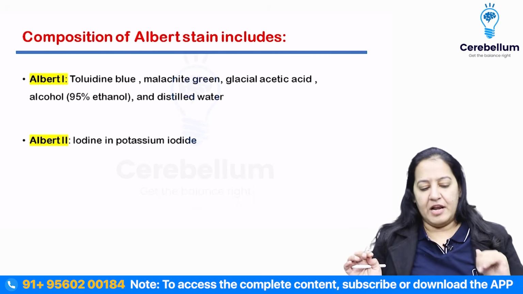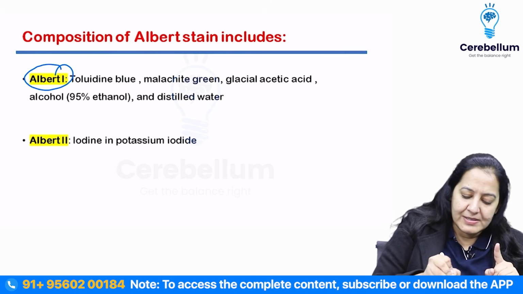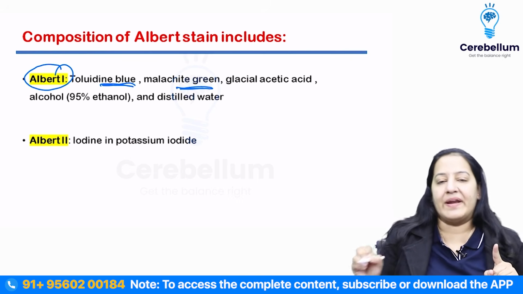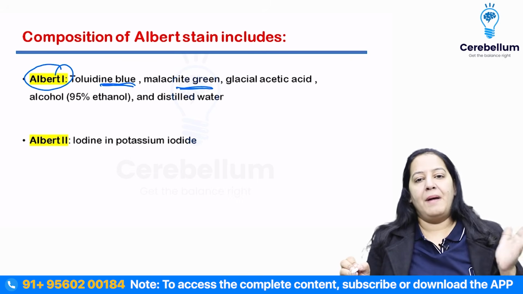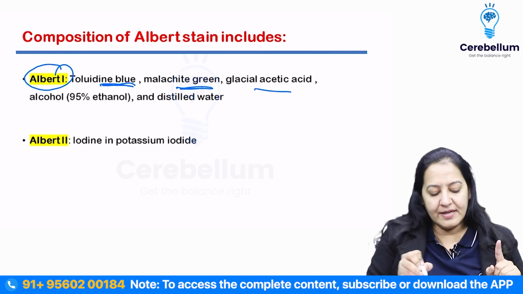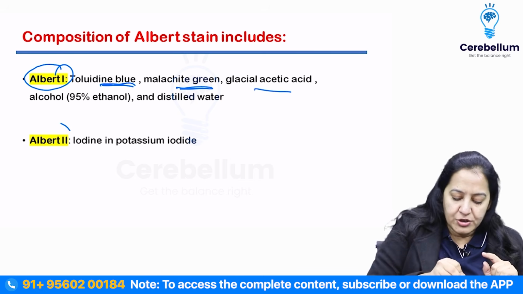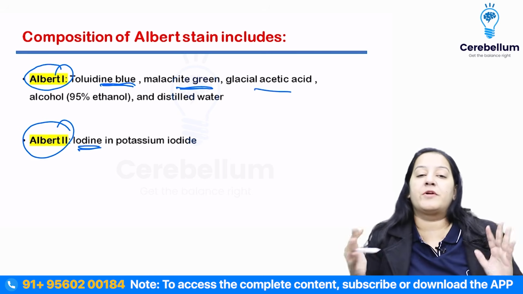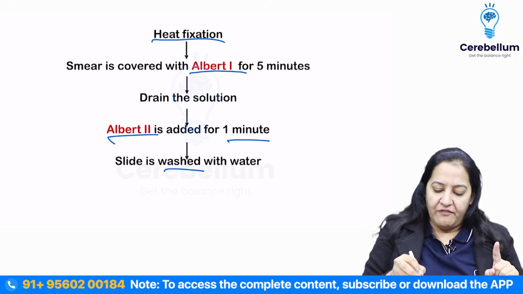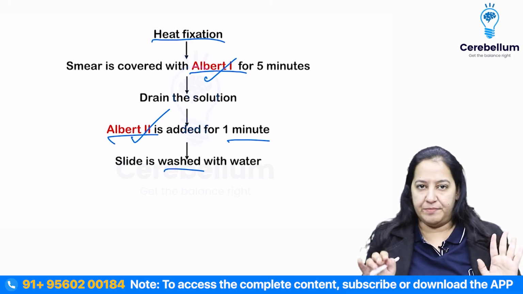So what is Albert 1 and Albert 2? Albert 1 is toluidine blue and malachite green. It is toluidine blue, malachite green, glacial acetic acid, alcohol and water. But Albert 2 is iodine in the form of potassium iodide. You should know the composition of Albert 1 and Albert 2 for MCQ purpose.